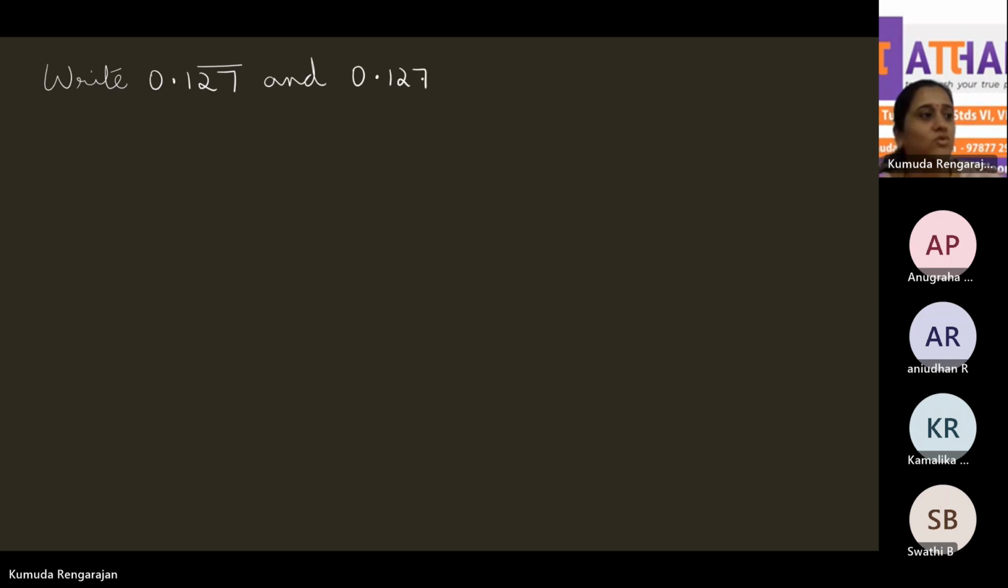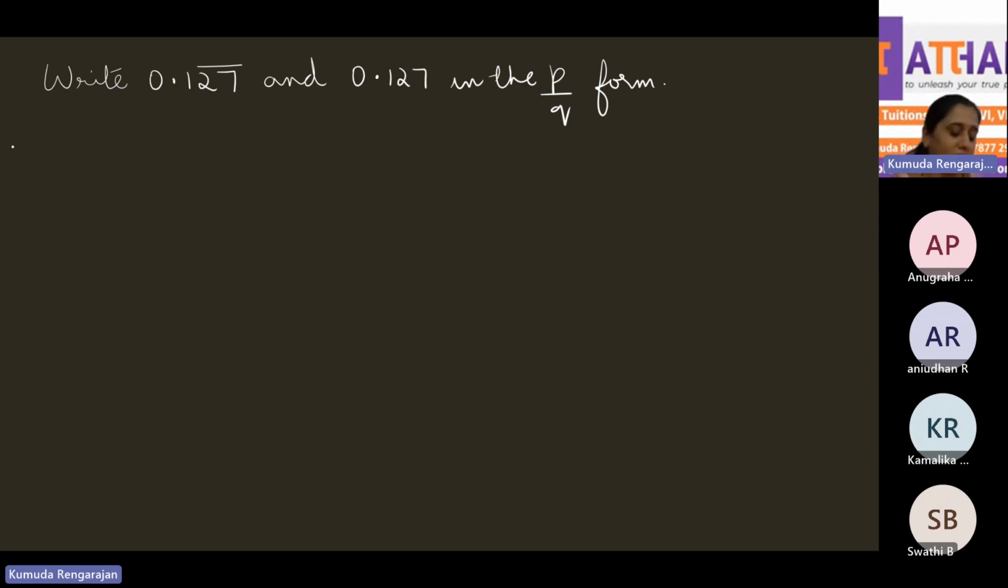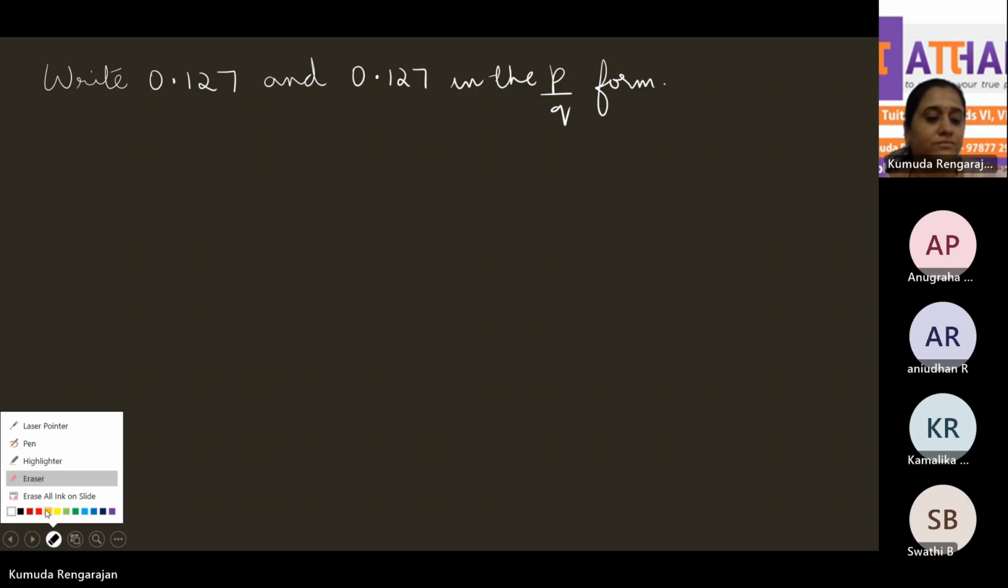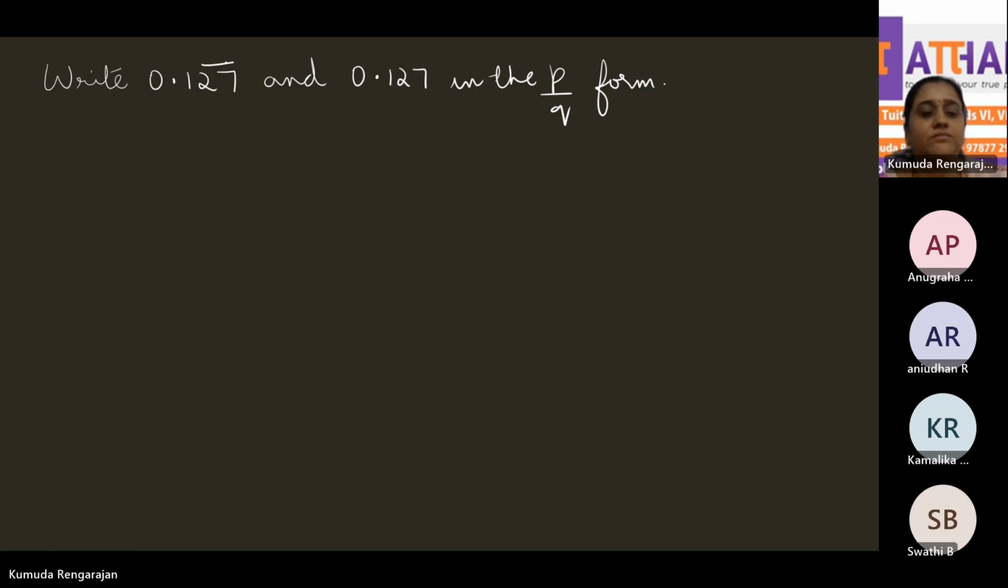You closed your book already? Number systems book. Okay, sorry. This is from number systems. Let's see how much you can recall. Write 0.1. The bar is only on 2 and 7.